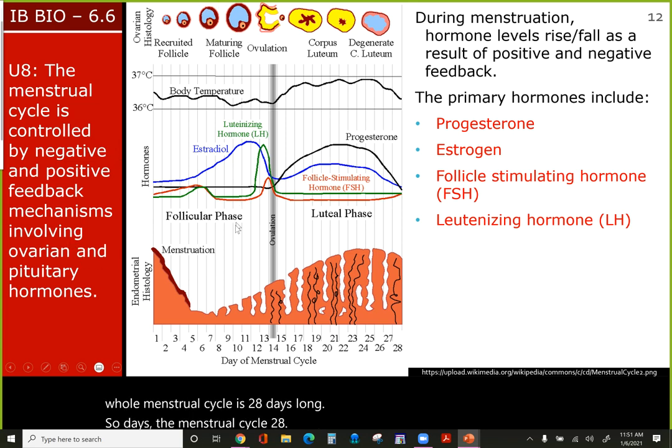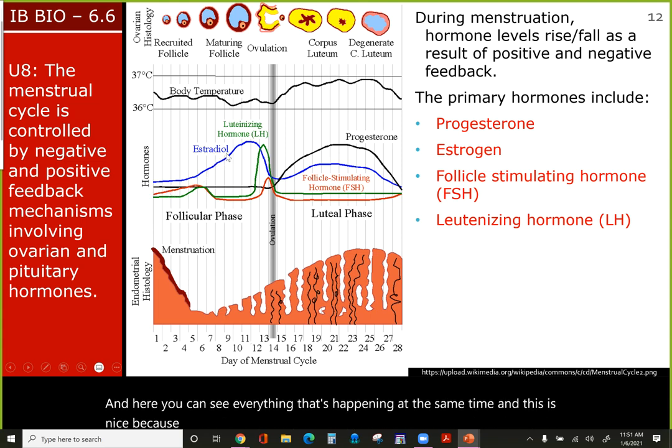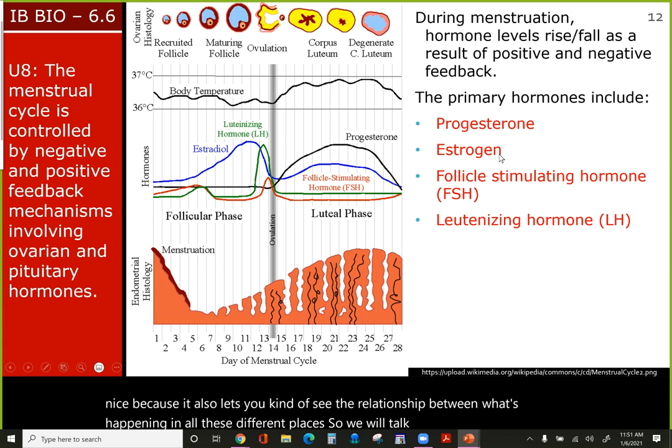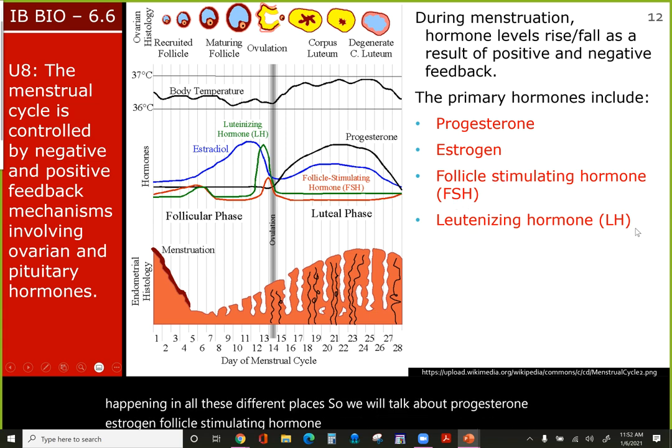And here you can see everything that's happening at the same time. This is nice because it also lets you see the relationship between what's happening in all these different places. We're going to talk about progesterone, estrogen, follicle stimulating hormone (FSH), and luteinizing hormone (LH). All right, let's take it step by step.